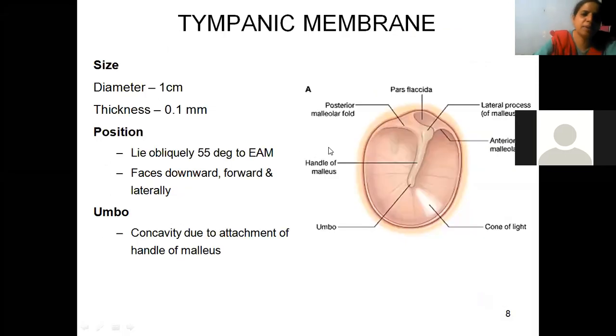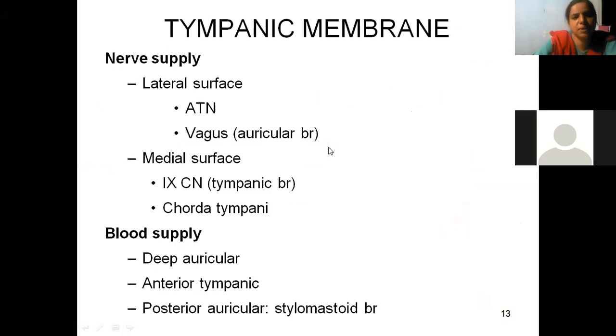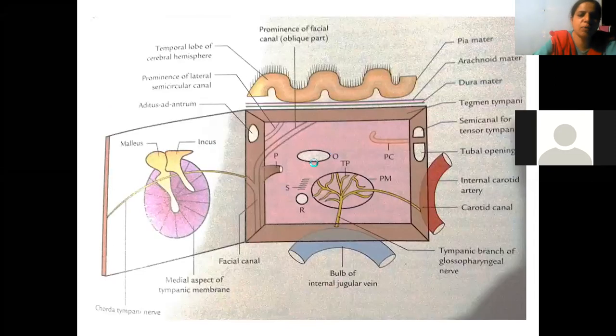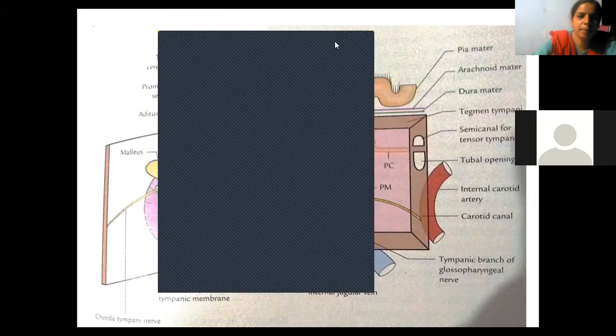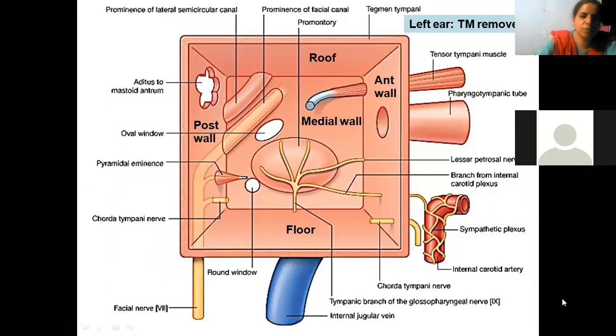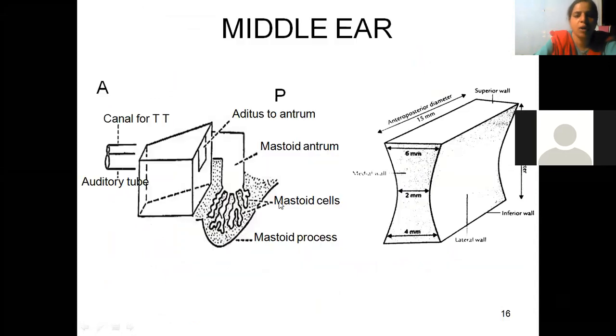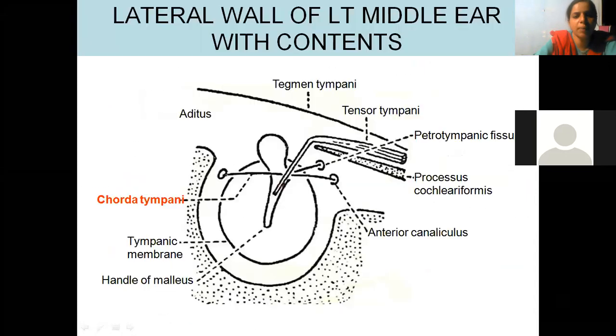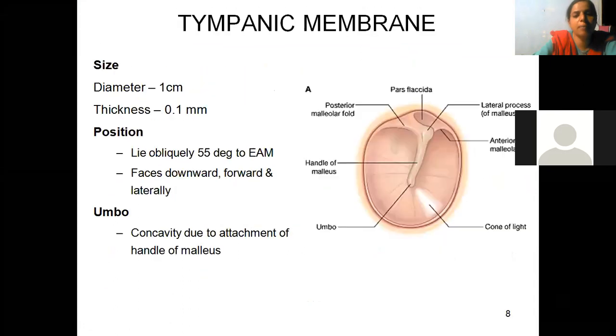Now see here, the boundaries we should know. The middle ear, I told you, is like a box, so we should know what its boundaries are. It has a roof, a floor, an anterior wall, a posterior wall, a medial wall and a lateral wall. How is the lateral wall formed? The lateral wall is formed by the tympanic membrane. It is a partition between the external ear and the middle ear.